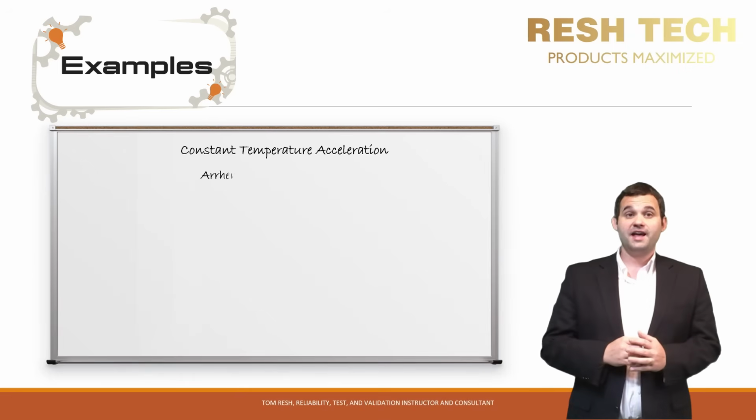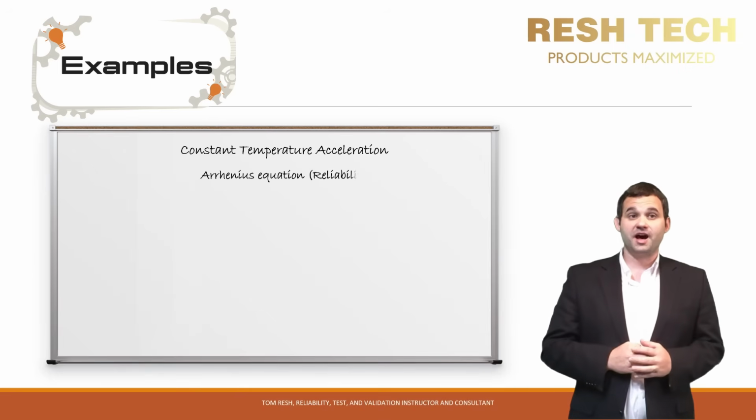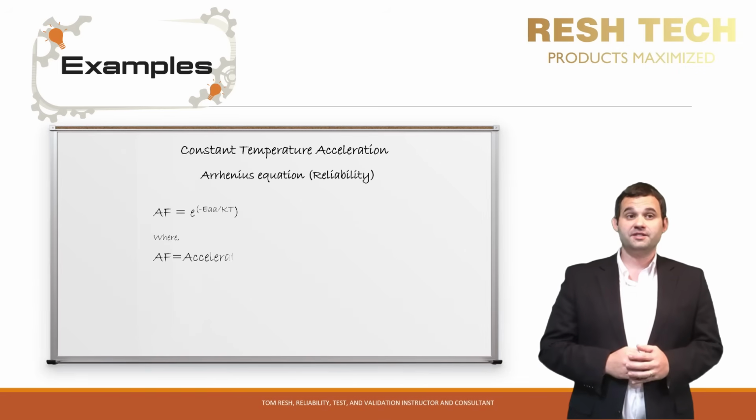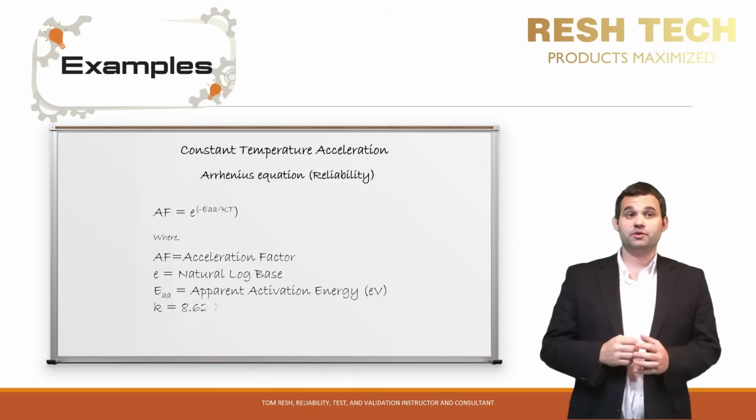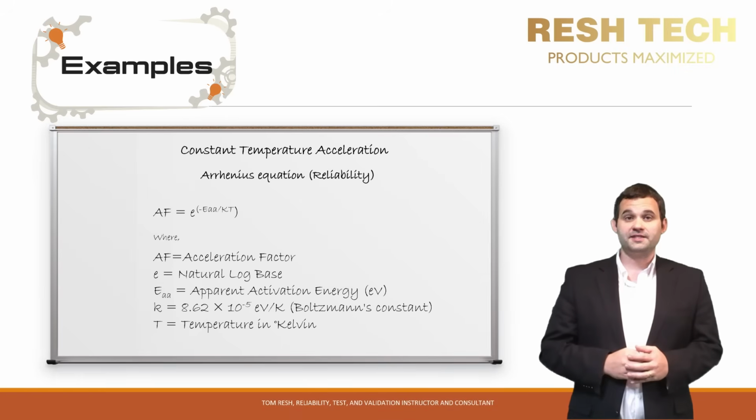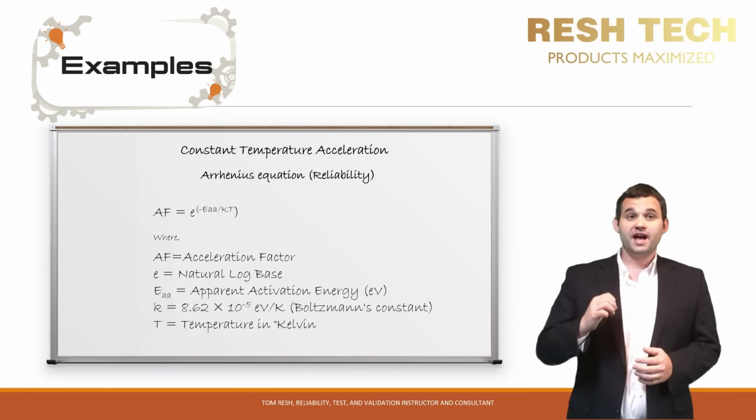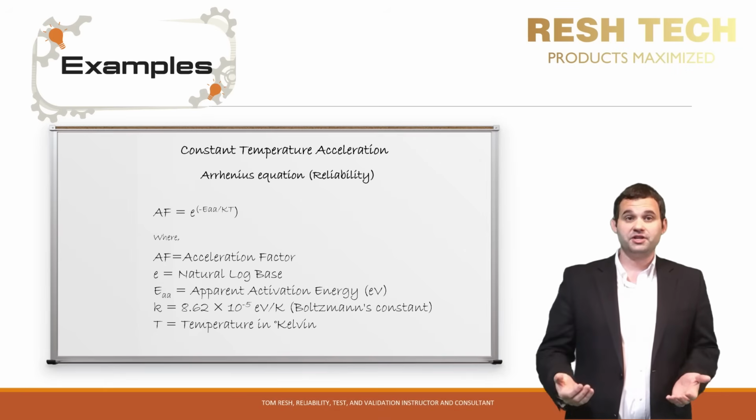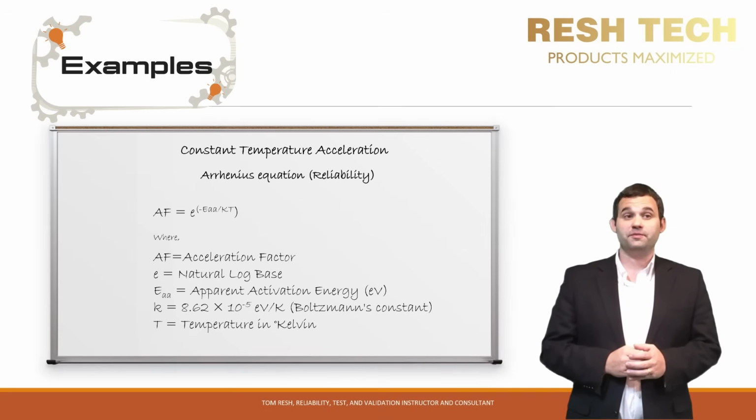Let's go ahead and define all the variables and constants for the Arrhenius equation for reliability. AF stands for acceleration factor, as you might have guessed. This is the value you are solving for in order to accelerate your test or compress the test time. E is the natural log base. Again, EAA is the apparent activation energy. K is the Boltzmann's constant for activation energy, which has a unit of measurement of activation energy over the temperature unit Kelvin.